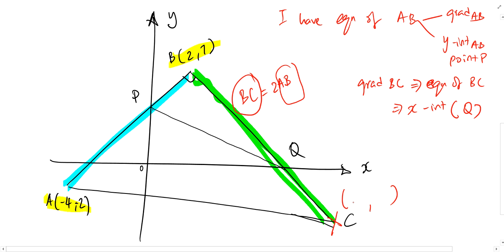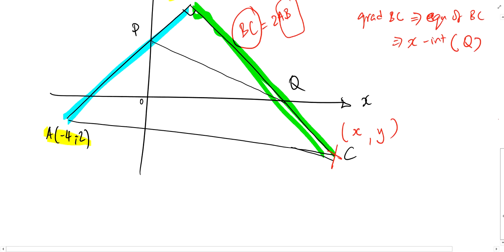Anything at all? Don't have, okay? So let us call it x and y. That is, we set that to be the coordinates of x and y. Next thing, we are going to equate whatever information we have. First, BC is equals to 2AB.